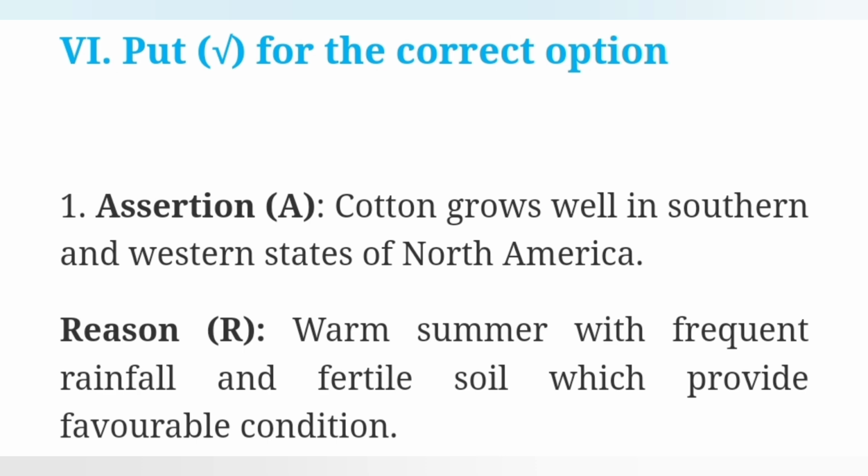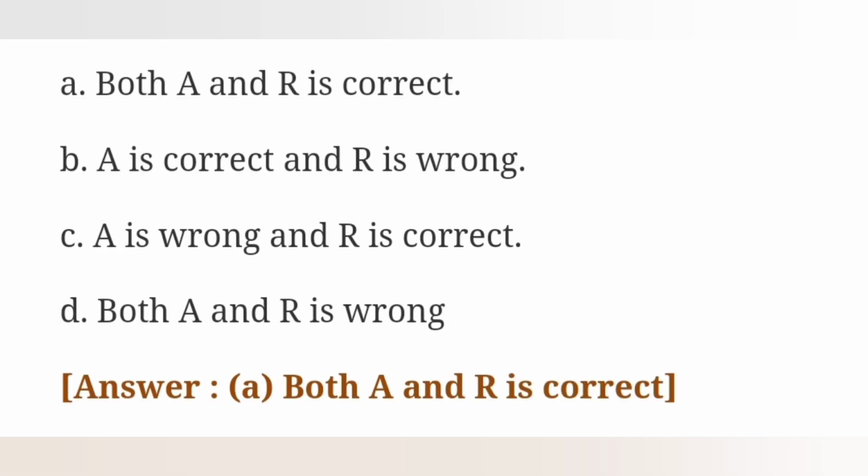Sixth, Roman letter, put the tick for the correct option. First one, assertion, cotton grows well in the southern and western states of North America. Reason, warm summer with frequent rainfall and fertile soil provide favorable conditions. Answer, option A, both A and R are correct.